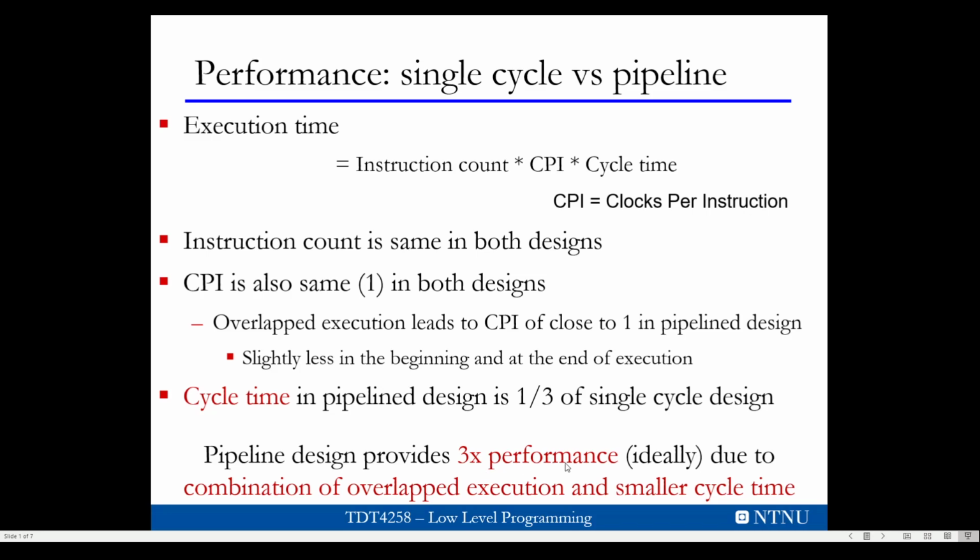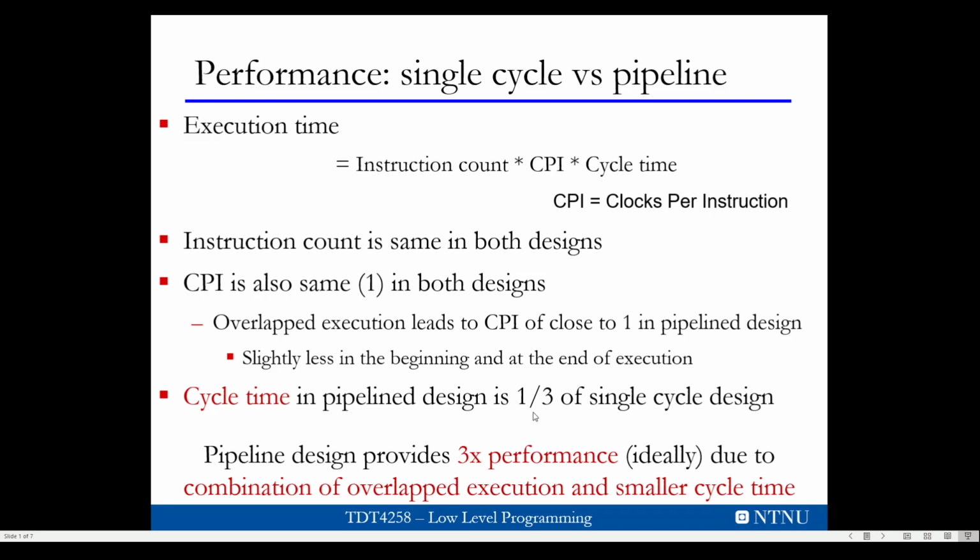Also, this 3x performance is the ideal case. And in practical design, it's actually less than ideal. And there are two factors that make it less than ideal. One of them we have already seen in the last video, which is the cycle time. To get a cycle time that's 1/3 of single cycle design, we need to distribute the work among fetch, decode, and execute stages equally, which is really difficult to do.